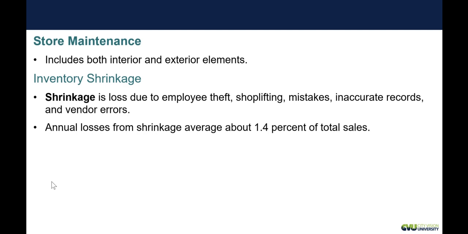Shrinkage is another major area, another big cost that you're going to need to deal with. And shrinkage could be theft, employee theft, shoplifting. It could also just be inaccurate records. It could be a vendor error, right? There's a lot of reasons for shrinkage.